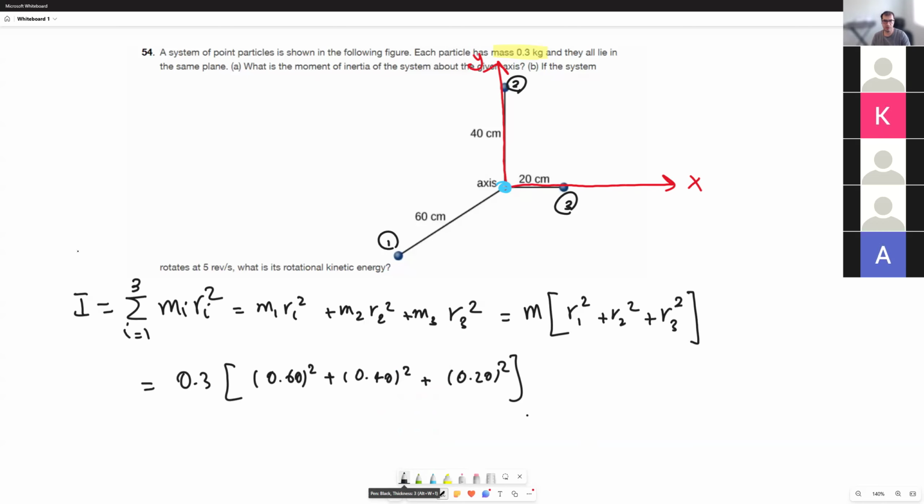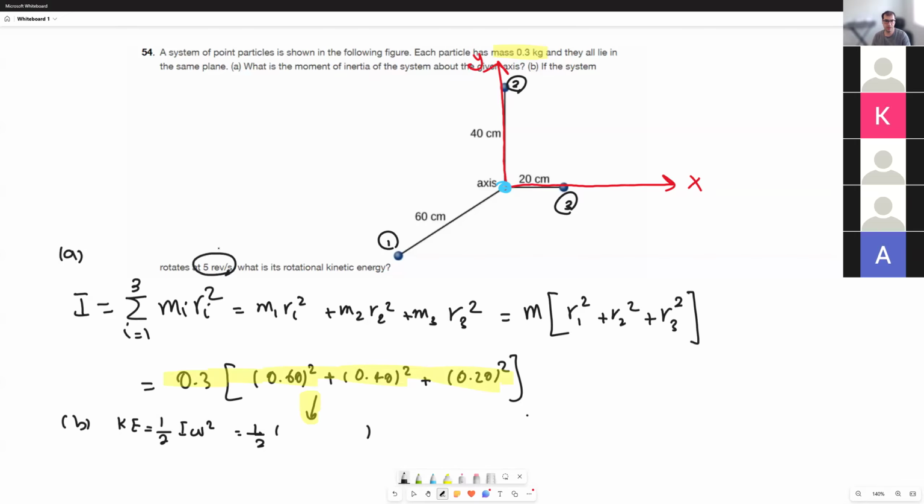Okay, that's part A of the problem. And part B of the problem is asking, what is the rotational kinetic energy? Rotational kinetic energy is going to be equal to half I omega squared. Half of whatever you got for I. Whatever you got for I, you're going to put it in here, and omega squared.